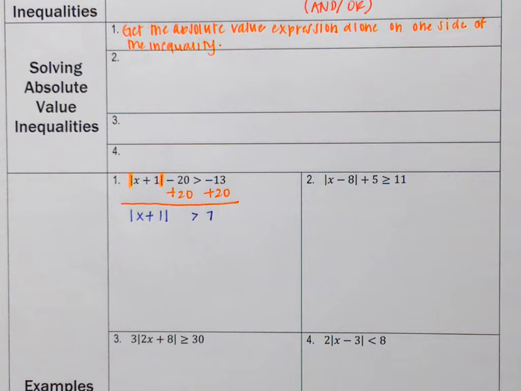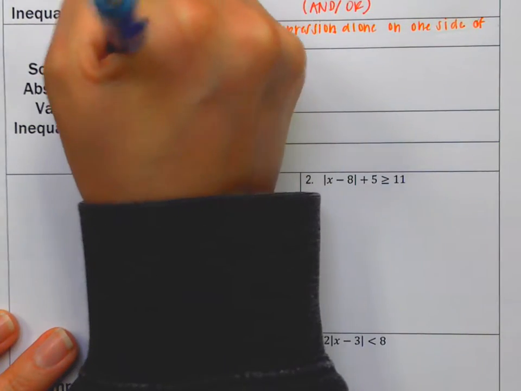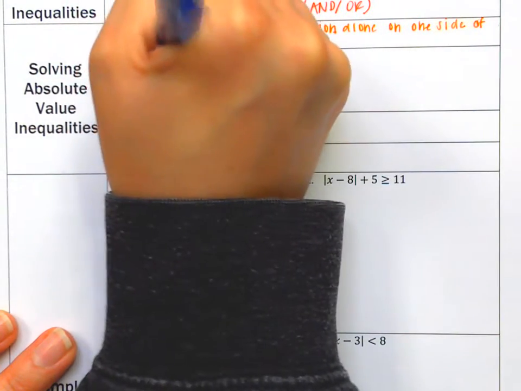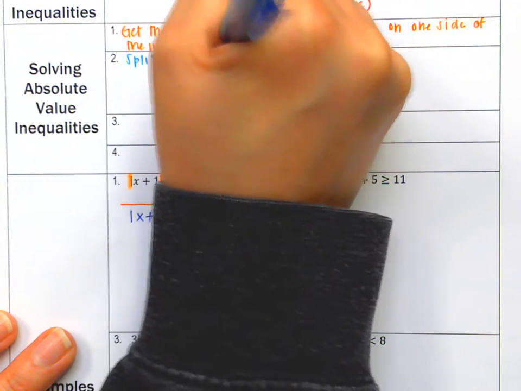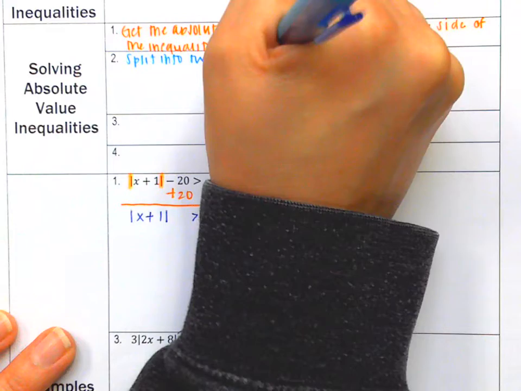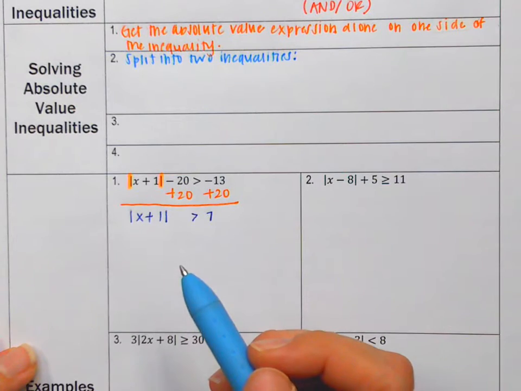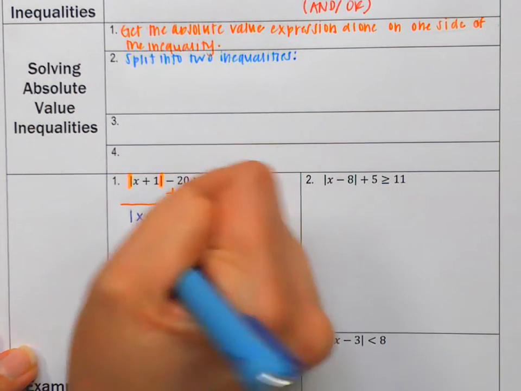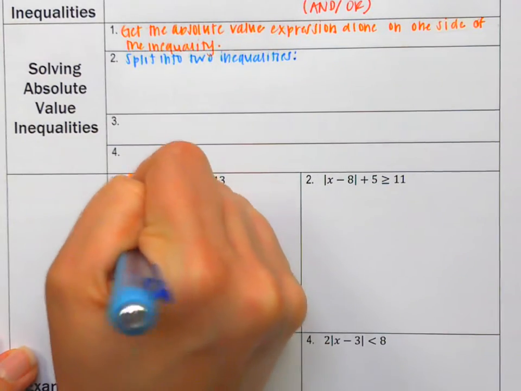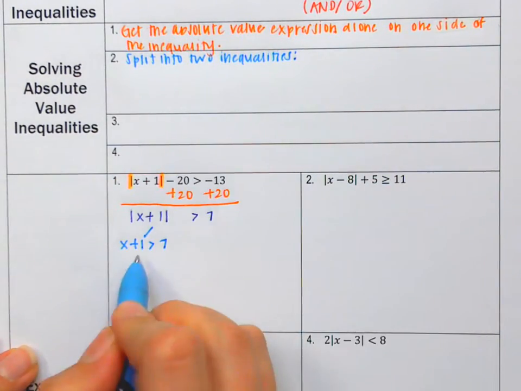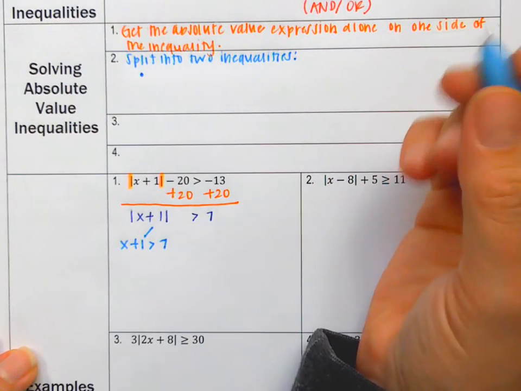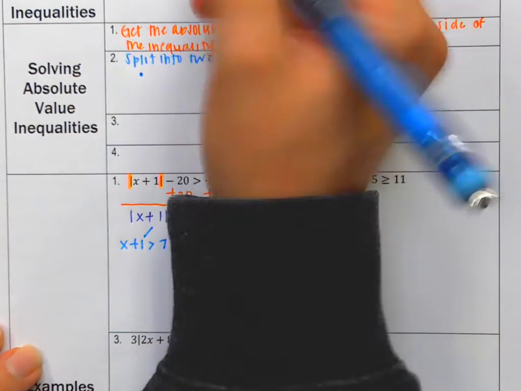So my second step is really similar to my second step in solving an absolute value equation. Just like in an absolute value equation, we're going to split it into two inequalities. So one is going to be exactly the same inequality symbol, and the answer is the same sign. So it's going to be x plus 1 is greater than 7. So that's our first one. So it's the same inequality symbol, and the answer is the same sign.